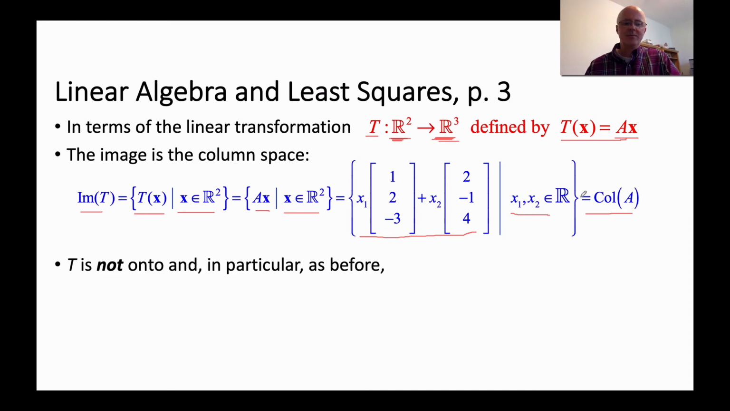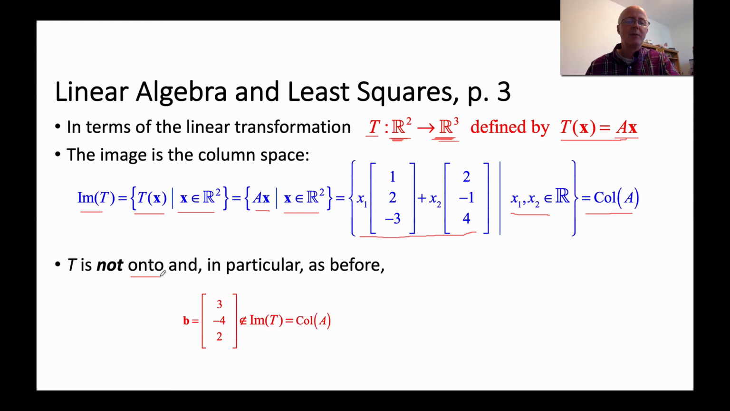T is not onto. You know what onto means? Onto would mean every element of the codomain is the image of some element of the domain. For every b in R3, is there some x in R2 that gets mapped to it? T of x equals b. It's not going to be the case here. Linear transformations from a lower dimensional space to a higher dimensional space can never be onto. Can any such function be onto? Well, I'm not going to get into that. But certainly linear transformations are restrictive enough that they cannot be onto.